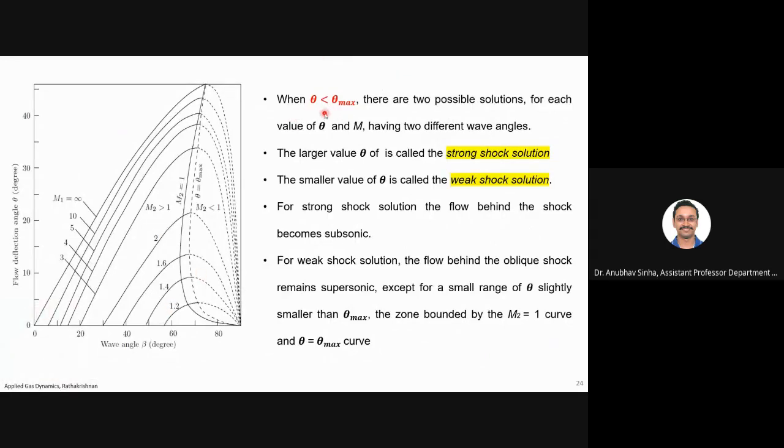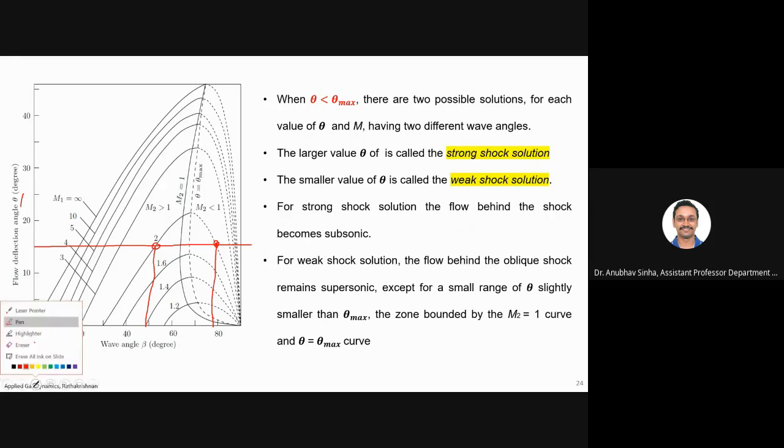When theta is less than theta max, for any Mach number, let us say Mach number 2, for one value of theta, let us say 15 degree, you take a straight line and you see there are 2 points where it intersects, this and this, right? So there are 2 beta values for the same theta. Is this clear? For any value of theta, we have 2 values of beta because this is like a parabola.